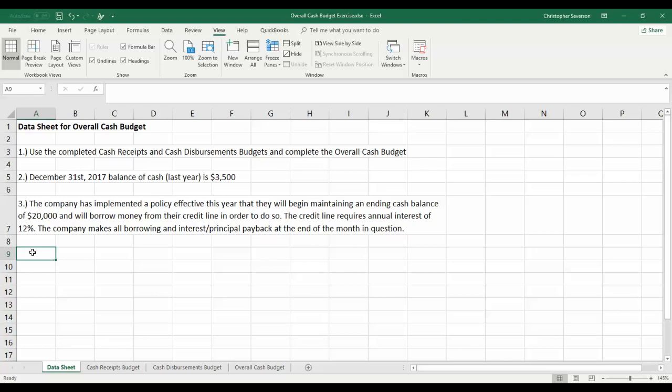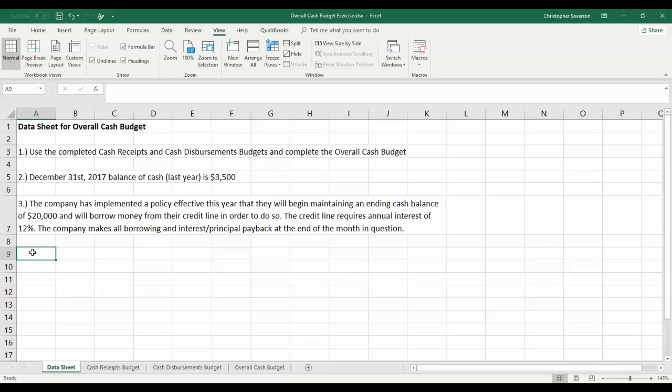And the thing with these desired ending cash balances, the reason they exist, for one thing, is that sometimes companies want a little bit of cushion just in case something happens and a check didn't get recorded properly, or they have a last-minute purchase they need to make. They don't want to run short of cash, so sometimes they have this desired ending balance.